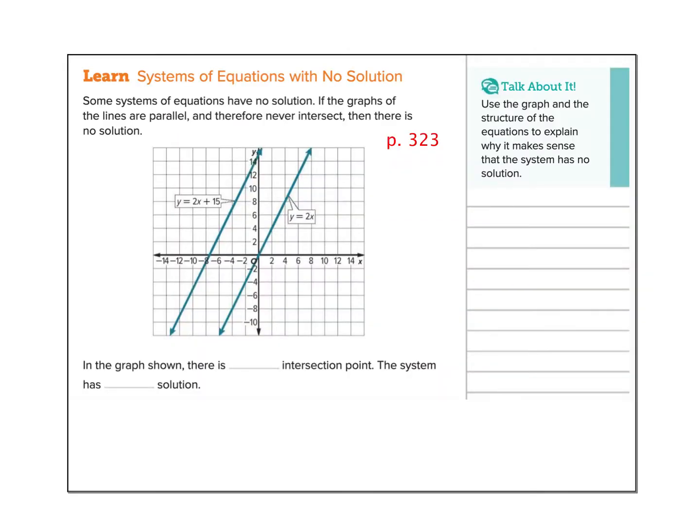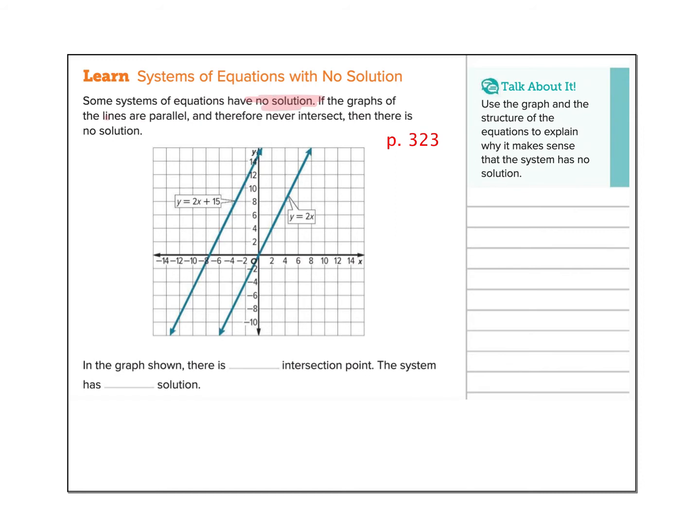All right, so let's go to page 323 and let's look at this first graph. It says some systems of equations might look like this. So they graphed two lines. Does it look like those two lines will ever cross? Well, they do not. So if two lines never cross, we say that there's no solution.